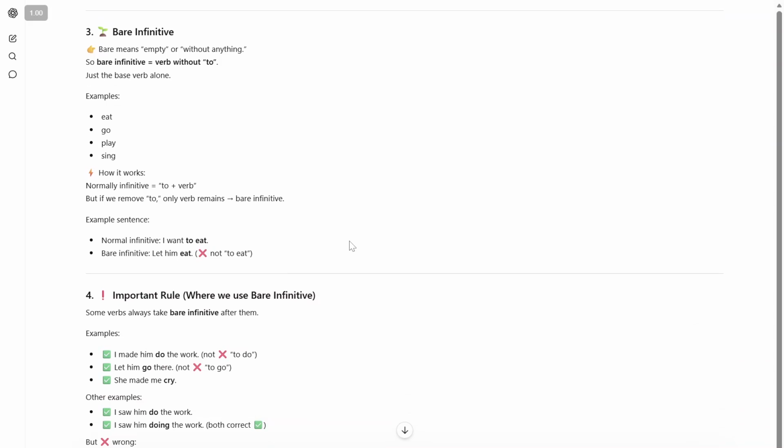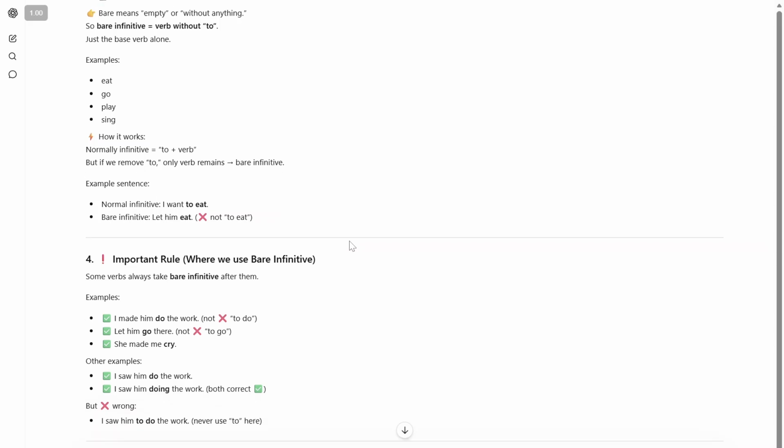Number 4, an important rule: where we use the bare infinitive. Some verbs always take a bare infinitive after them. Examples: I made him do the work, not to do. Let him go there, not to go. She made me cry. Other examples: I saw him do the work. I saw him doing the work. But wrong: I saw him to do the work. Never use to here.